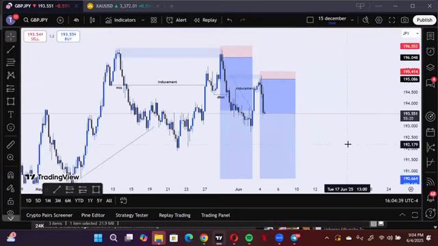Now, there are two different points of interest that I make use of. I make use of an order block, and I make use of a breaker block.